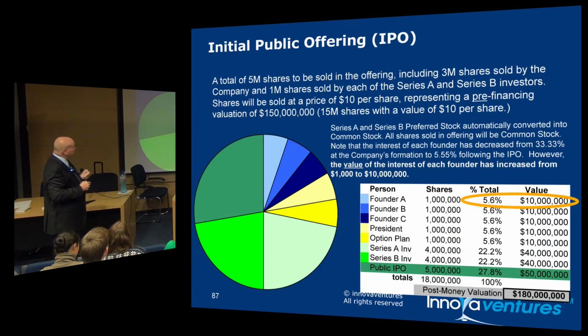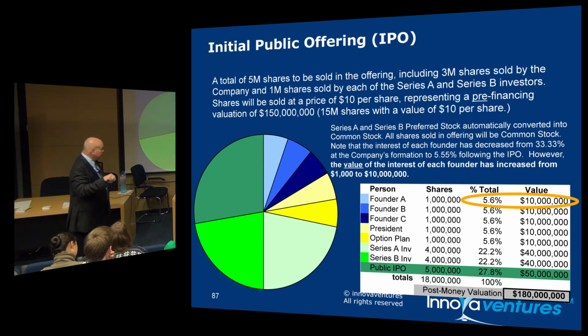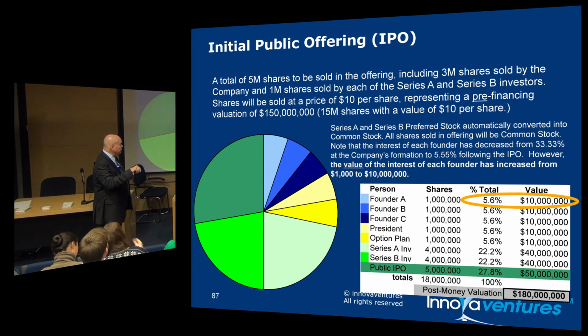And then we do an IPO. And here we're looking at coming out with 15 million shares at a value of $10 per share. And then you have public IPO, $50 million. So I now have $10 million as one of the founders. The company is a $180 million company.